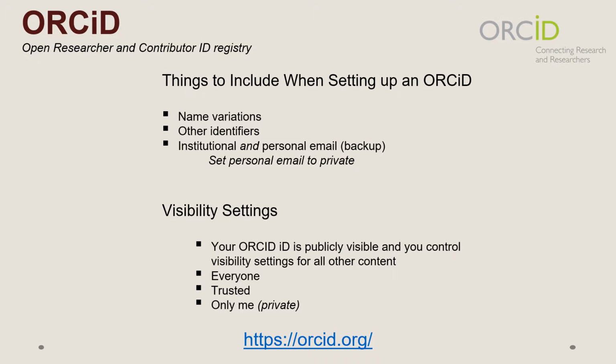A few things you want to include when setting up your ORCID ID is you want to include those name variations and other identifiers. You want to have an institutional and a personal email as a backup, and you just want to set your personal email to private. But you do want to make your ORCID ID public because the importance is to make your research more visible.